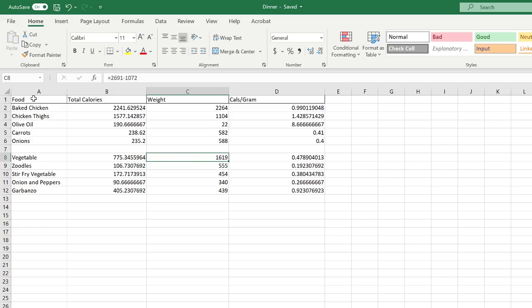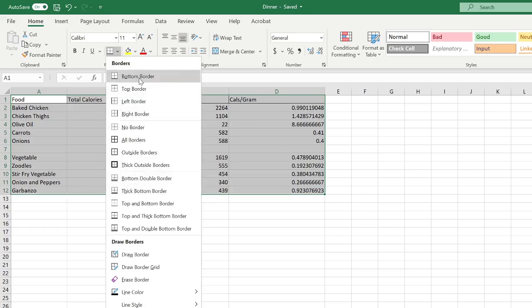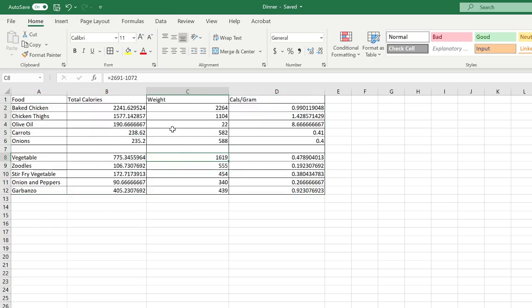Since I send this out to my family for them to read, so that they know what the calorie count is, I like to make it look just a little bit nicer so they can easily see what things are. So I put borders around it, and then I also highlight the total calories for the meal.